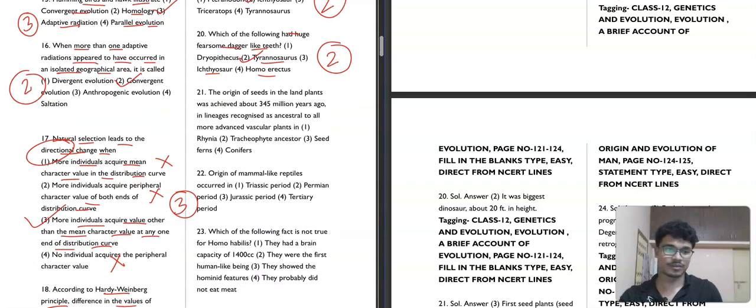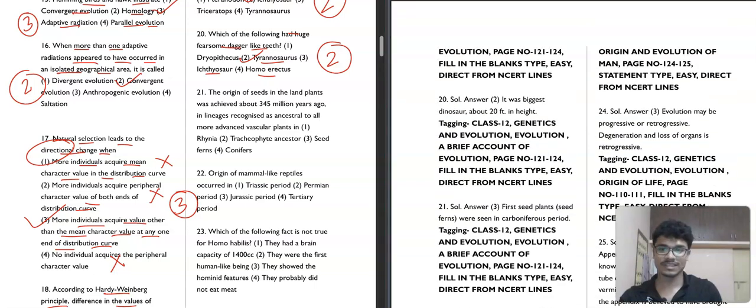Then question number 21. It is saying the origin of seeds and the land plants was achieved 345 million years ago in lineages recognized as ancestral to all more advanced vascular plants in.